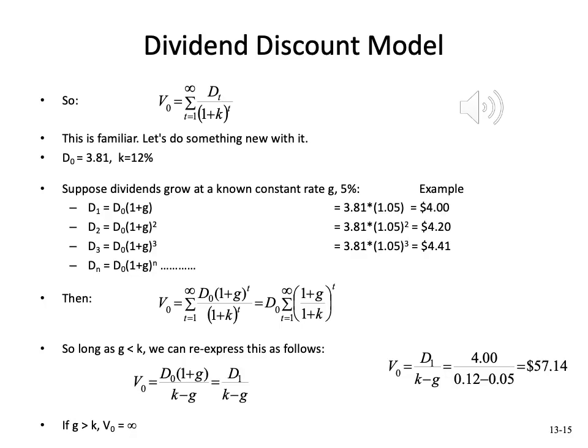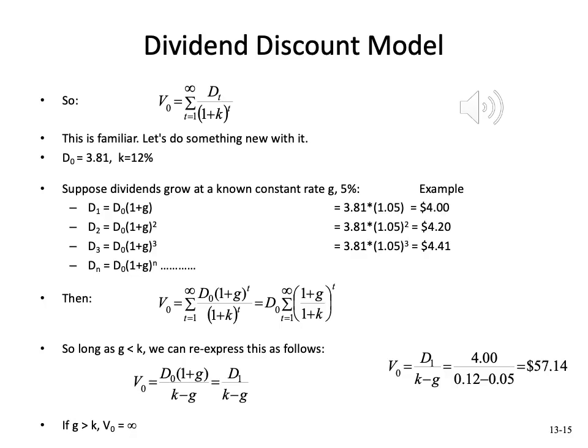Then we can simplify our general model to V0, the intrinsic value, equals D1, the next period dividend, divided by k minus g. Okay, so in our numeric example, the D1 is $4, k is 12%, g, the growth rate, is 5%. Then the intrinsic value will be $57. Based on the dividend discount model, you estimate the stock price will be worth about $57.